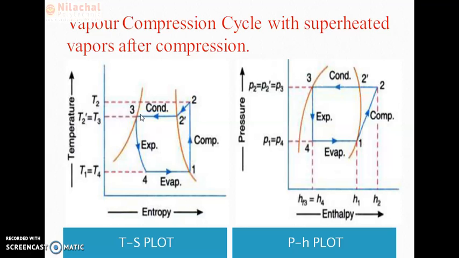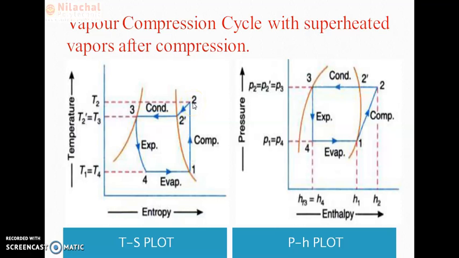So in this cycle, point 2 is found out with the help of the degree of superheat. The degree of superheat may be found out by equating the entropy at point 2 and S1, because the entropy at point 1 and point 2 are the same.